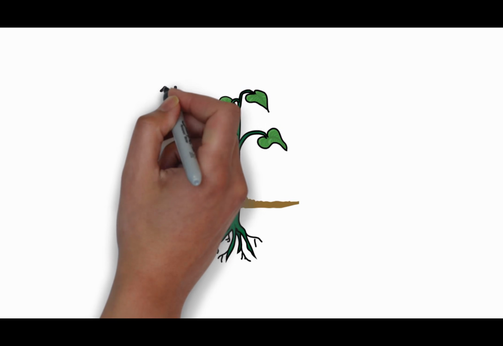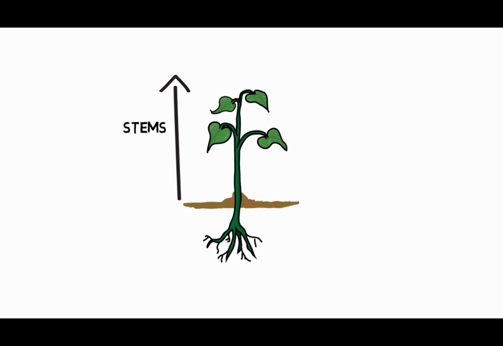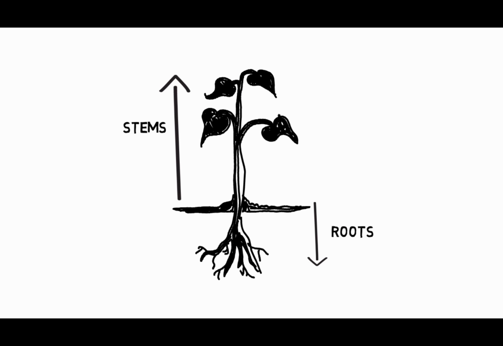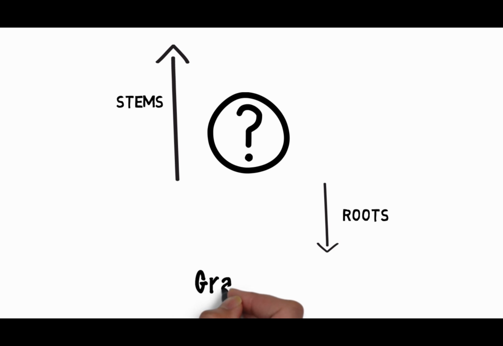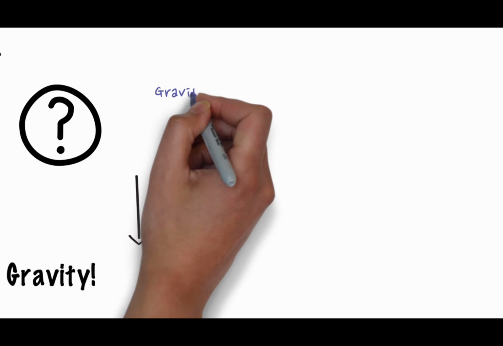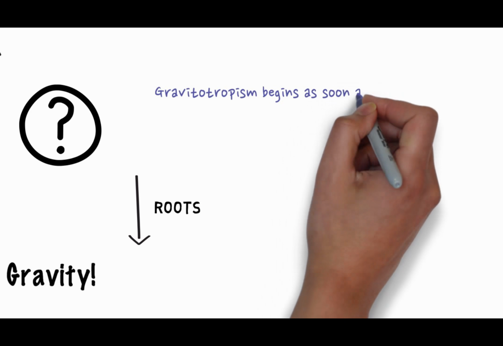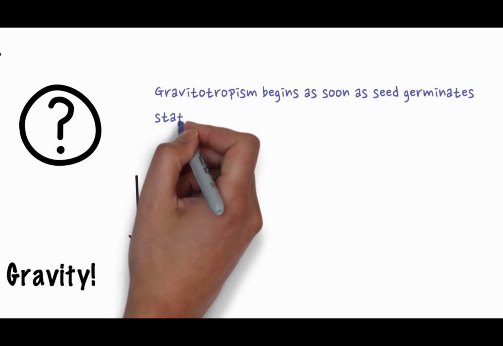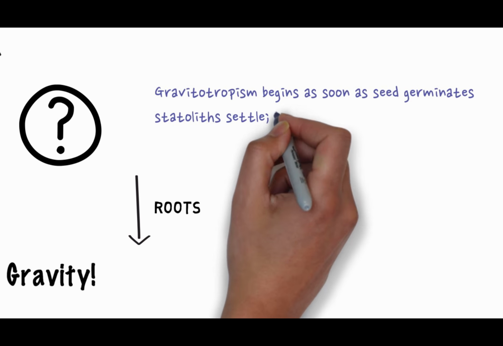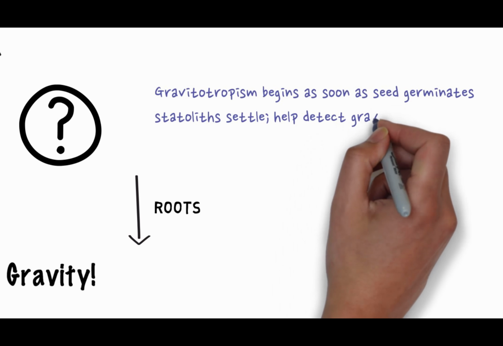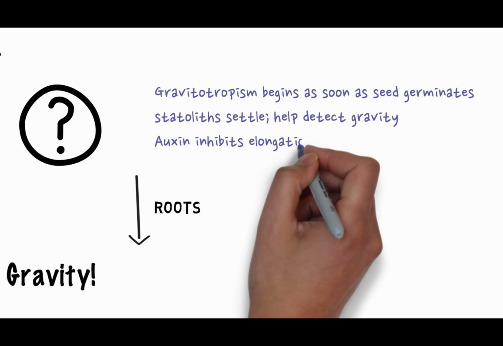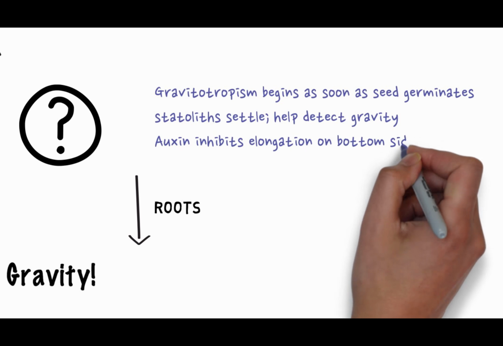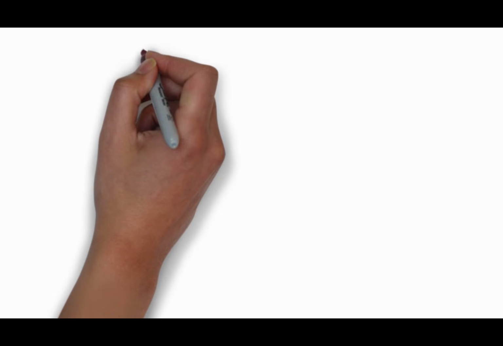To this point, we've only discussed plant responses to light. However, plants also respond to a number of other stimuli. But why do stems grow upwards and roots grow downward? You guessed it, gravity. Gravitropism begins as soon as a seed begins to germinate. It's thought that a structure called a statolith helps detect gravity by settling to the lower side of the root. This, coupled with auxins inhibiting cell elongation on the bottom side of the root, causes the root to bend downward.